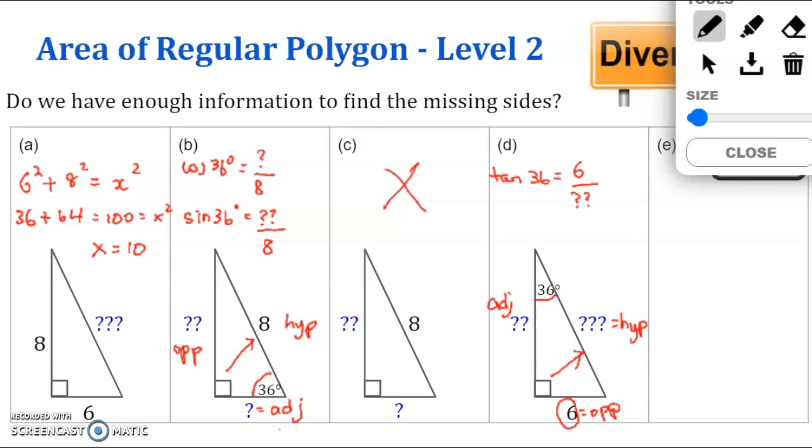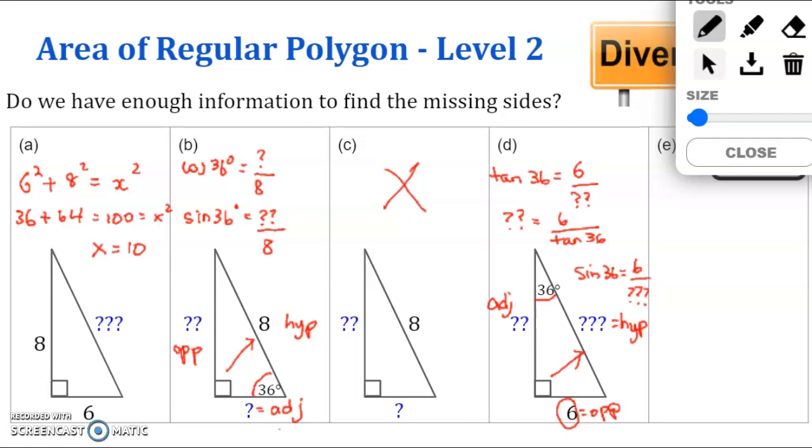Okay, so how do we figure this out? We multiply both sides by question mark, and you get question mark is going to be 6 divided by tangent of 36. Similarly, to find the hypotenuse, you are going to use which one? We have opposite and hypotenuse, so that's going to be sine of 36 equals opposite, which is 6, divided by question mark.